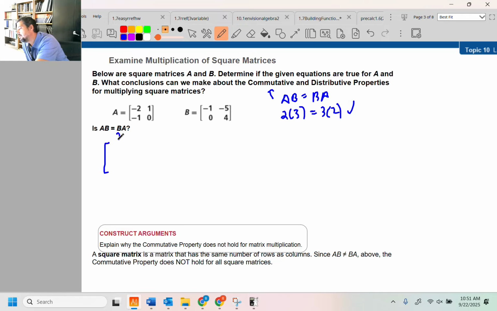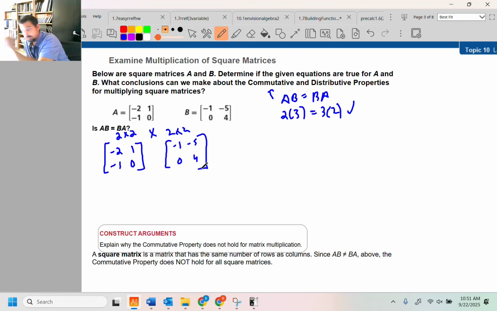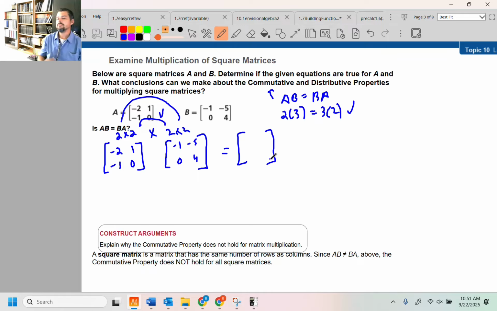Now, we are taking a 2 by 2. We're going to multiply it by another 2 by 2. So A contains the elements -2, 1, -1, 0, and B contains the elements -1, -5, 0, and 4. Now, we're going to end up with, since the insides match, it's good. The outside is our dimensions. We're going to have a 2 by 2. And the way you actually do these things is you think about your position. This is row 1, column 1. Knowing where you are in a matrix lets you do the math to do it.